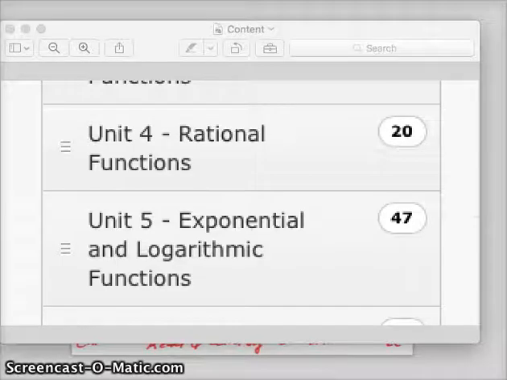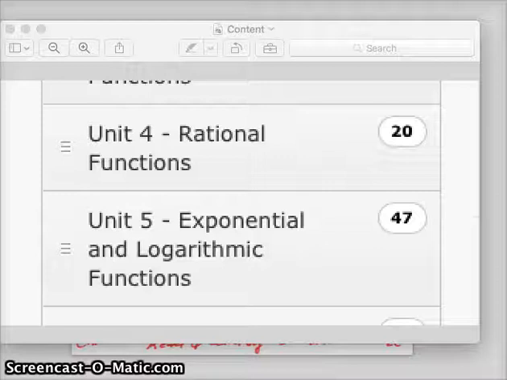First of all, let's talk about the content. It's just over Unit 4 and Unit 5. So Unit 4 is about rational functions. This is where you have a polynomial at the top, a polynomial at the bottom. You have these strange looking graphs. You have vertical asymptotes, you have zeros. A lot of domain and range.